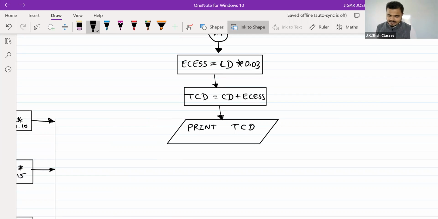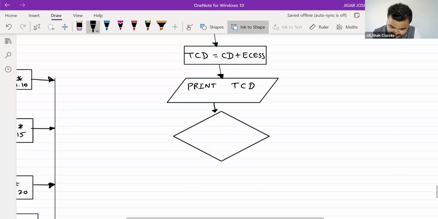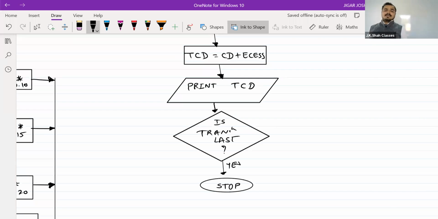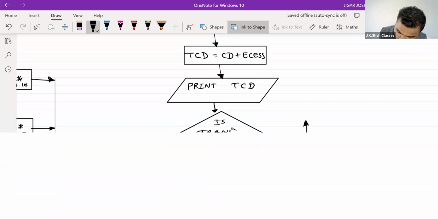Understood? Yes, sir. At the last, what will be the most important thing? The decision box asking: transaction last? Question mark. Answer is yes. Then process must stop. But already we are on the second page. Yes, sir. So suppose if I want to say no, I can use this side also.